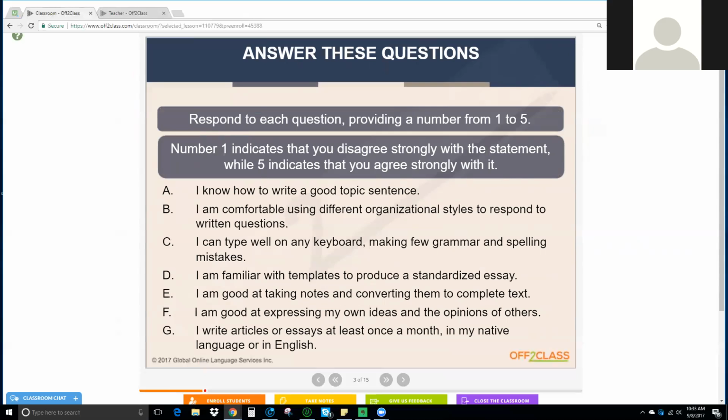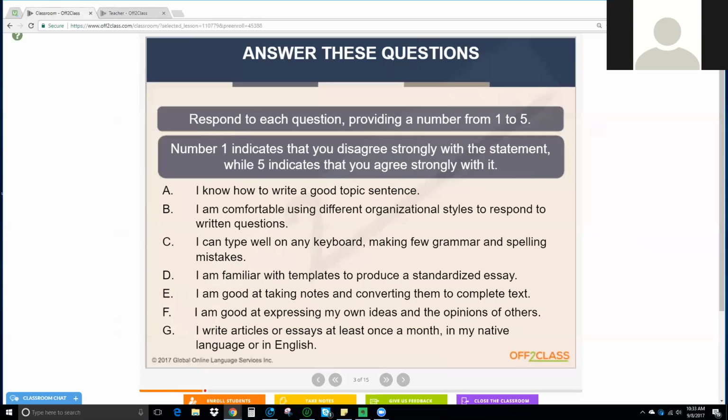Okay, so the directions say that you need to respond to each question, providing a number from 1 to 5. Number 1 indicates that you disagree strongly with the statement. 1, I disagree. While 5 indicates that you agree strongly with it. So 5, you agree. And of course, you can be anywhere in the middle, 2, 3, or 4. Okay, so first question, I know how to write a good topic sentence.